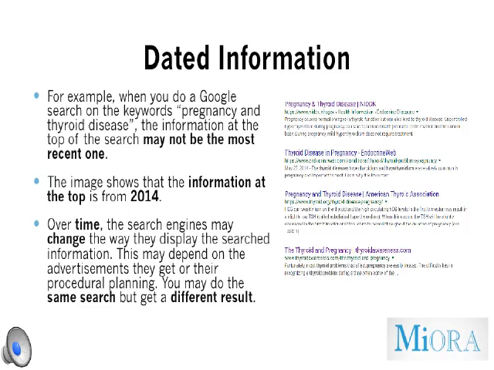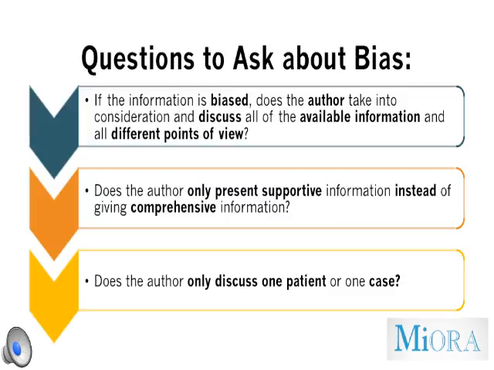Questions to ask about bias. If the information is biased, does the author take into consideration and discuss all of the available information and all different points of view? Does the author only present supportive information instead of giving comprehensive information? Does the author only discuss one patient or one case?